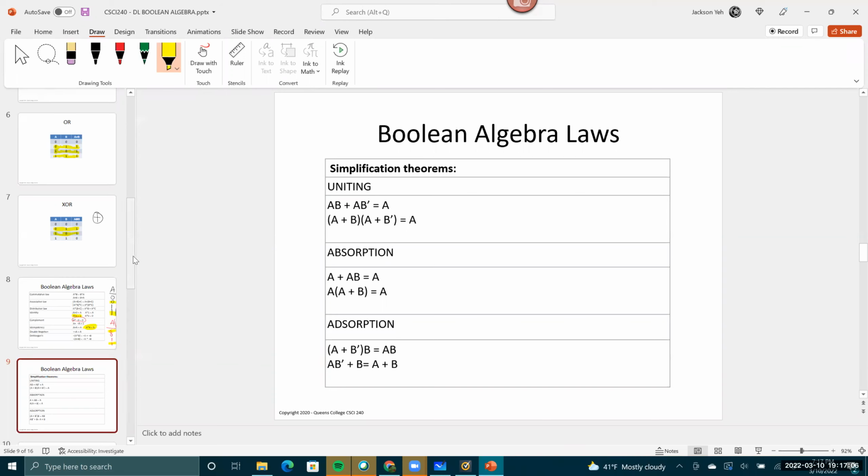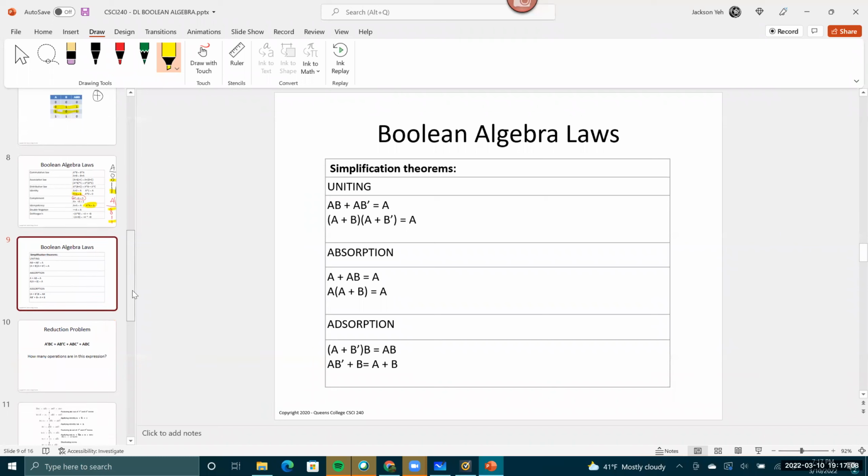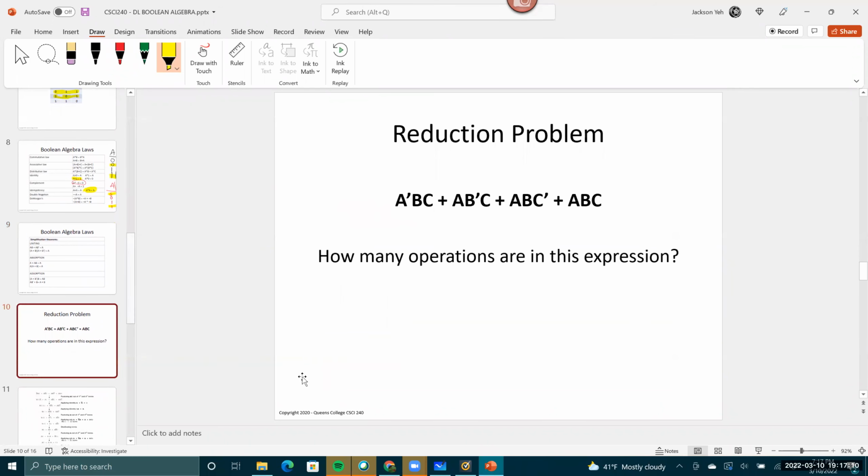Okay, so why do we need to reduce things? Well, let's start off with a problem. Looking at this expression, A not A, B, C, or A not B, C, or A, B not C, or A, B, C. It looks very compact, but how many operations are in this expression? I'm going to break it down. How many AND operations? How many OR operations? How many NOT operations? And how many exclusive OR? These are our four main operations.